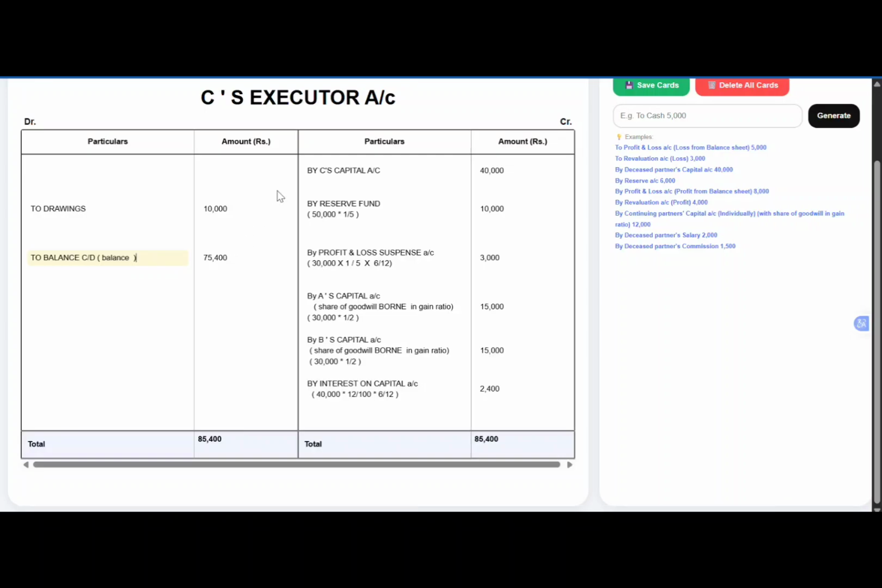So see here, when we compare the capital account and the executor's account, this is the difference here. The opening balance will be by partner's capital account, that is the deceased partner's capital account, and the closing balance will be written as to balance carried down. So that's the difference here in the executor's account and the partner's capital account. So the balance amount that has to be paid to the executor on behalf of the deceased partner is 75,400. So with this, we will be completing the death of a partner.